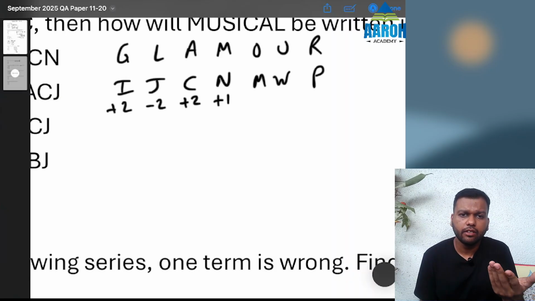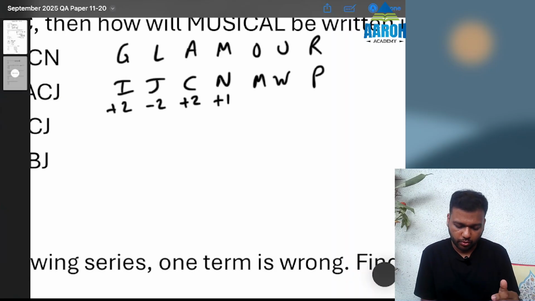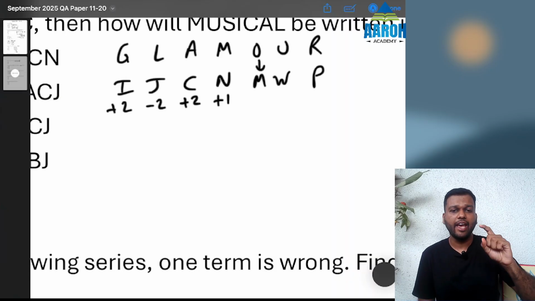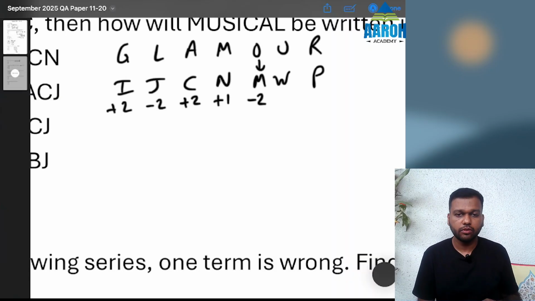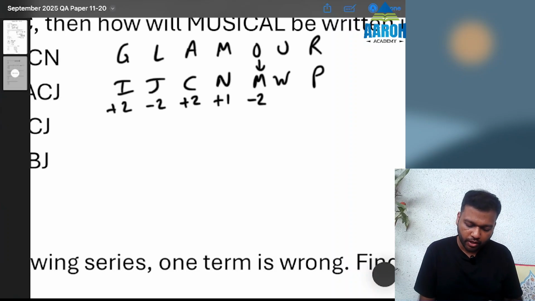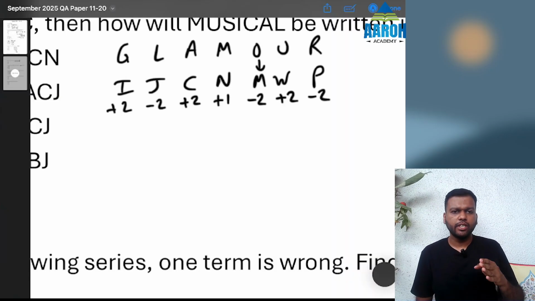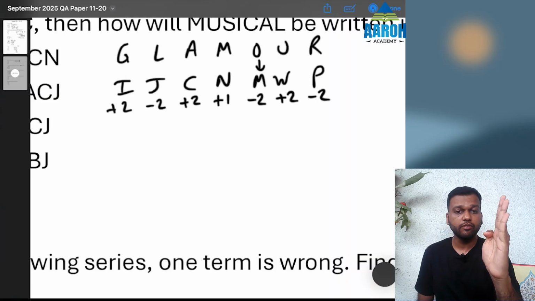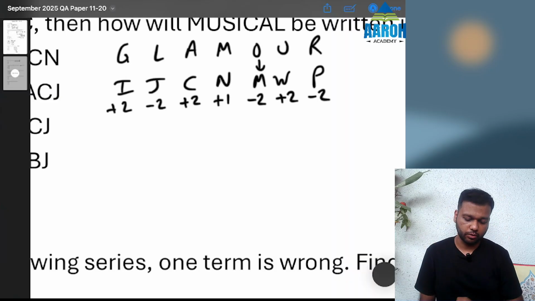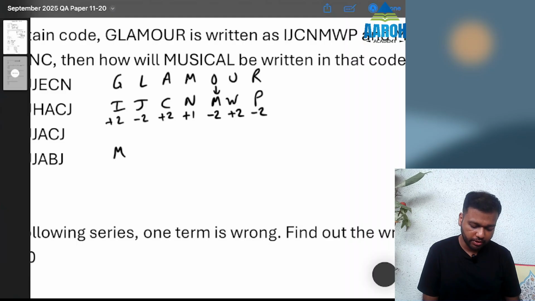Okay, it is weird. After M, so from O to M, how do we go? LMNO, so minus 2, right? M comes before O. UVW, so plus 2. PQR, so minus 2. So it is plus 2, minus 2, plus 2, then plus 1, then again minus 2, plus 2, minus 2. Let's see the second word also, misrule.